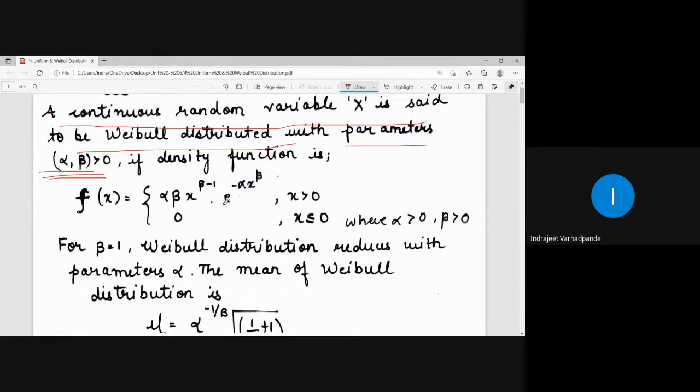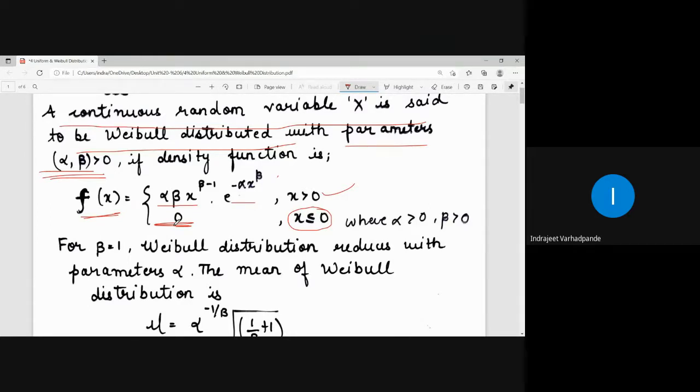The density function is given by f of x is equal to alpha into beta x to the power beta minus 1 e to the power minus alpha into x to the power beta for all x strictly greater than 0. For x less than or equal to 0, the value of this probability function is 0, or in the case of a continuous random variable, we call it a density function. So for any kind of distribution we calculate the probability function or the density function depending on the nature of the random variable which is given.